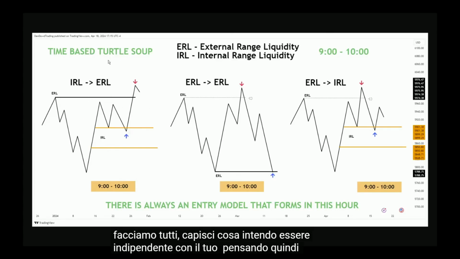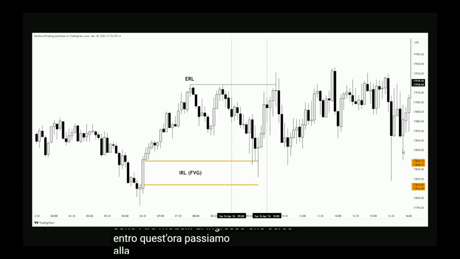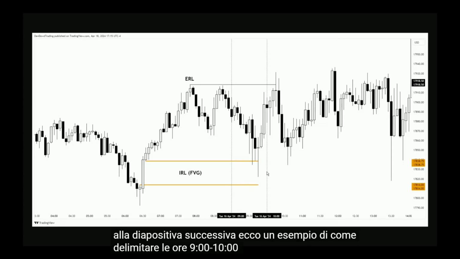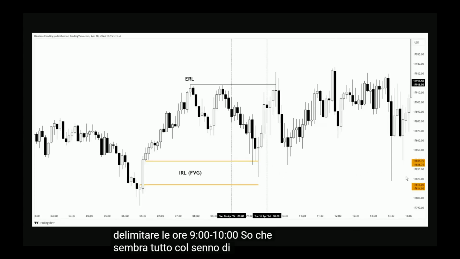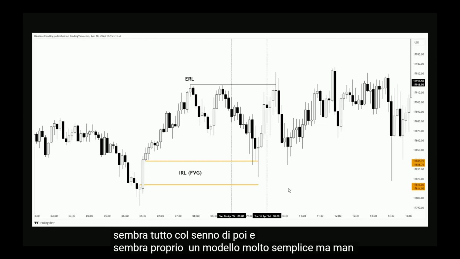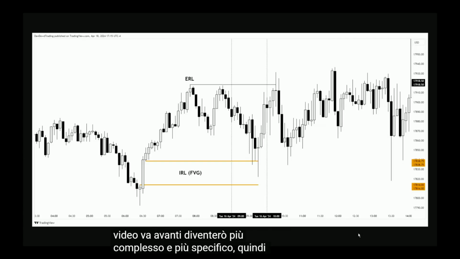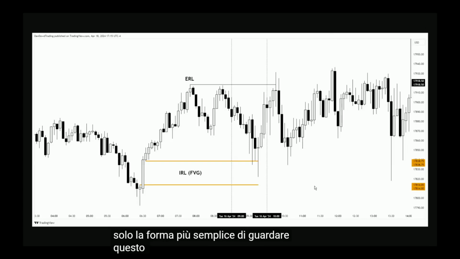So these are the 3 entry models that I look for within this hour. Let's move on to the next slide here. Here's an example of marking out the 9 o'clock to 10 o'clock. I know it does all seem like hindsight and it does seem like a very basic model, but as this video goes on, I'm going to get more complex and more specific. So it is important to have your notepad out and just be paying attention, because this is just the simplest form of looking at this model. It's going to get more in depth.